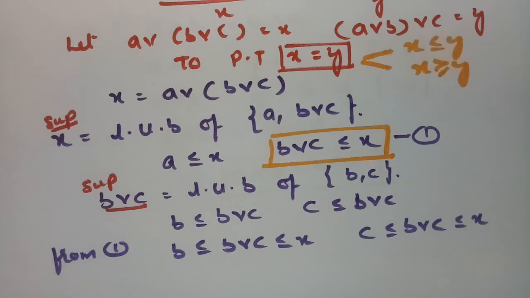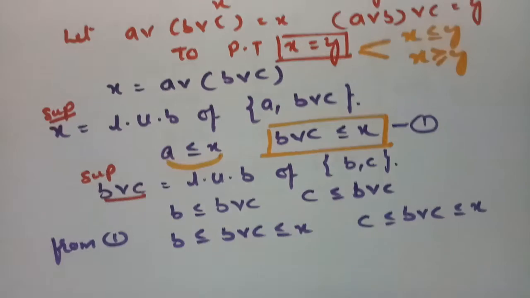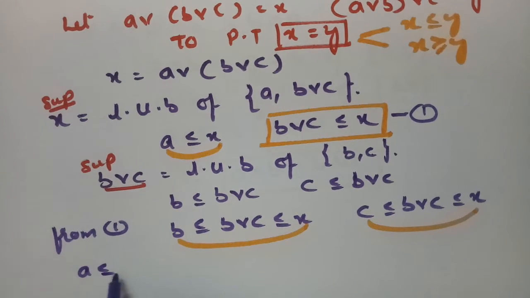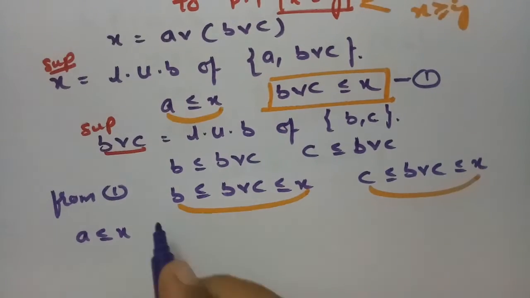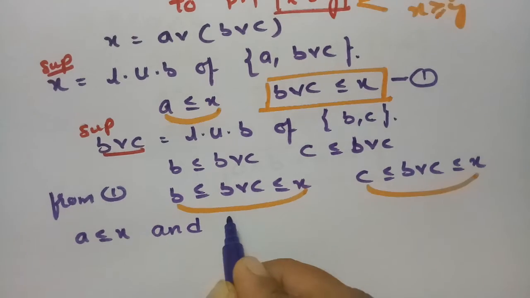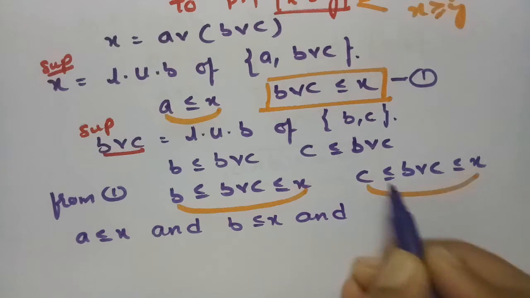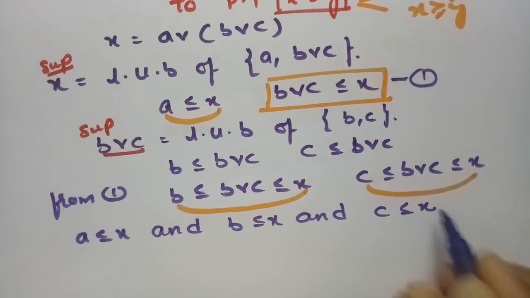See here, let me show you one fine thing. A is less than or equal to X, and B is less than or equal to X, and C is less than or equal to X. The same thing I am writing here: A less than or equal to X and B less than or equal to X, and again we got C less than or equal to X.